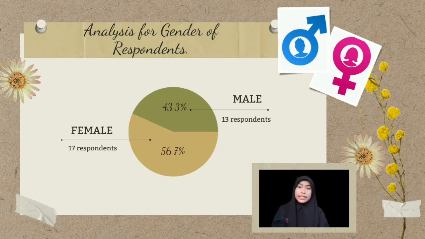The pie chart shows the gender of the respondents' background. From the pie chart, it is clearly visible that the majority of respondents to this survey are female, with a higher frequency than the male, which is 17 respondents representing 56.7%. Meanwhile, the frequency of male is only 13 respondents, representing 43.3%.